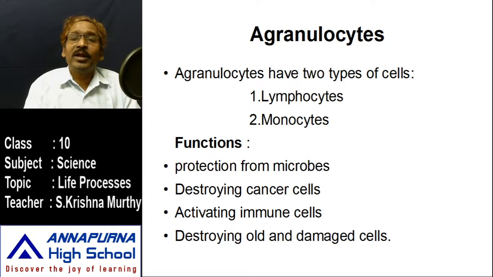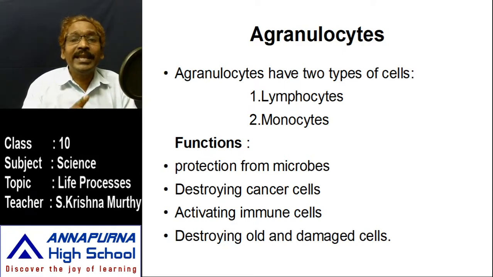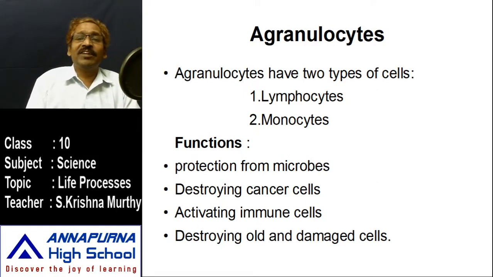But what happens here? Some cells may become separated from the body cells, from the activated cells. All cells should be activated normally, but some cells, whenever separated, may show aggressive functions, and those cells lead to cancer cells inside our body. Such cancer cells are also destroyed by agranulocytes. We need agranulocytes to destroy the cancer cells inside our body.